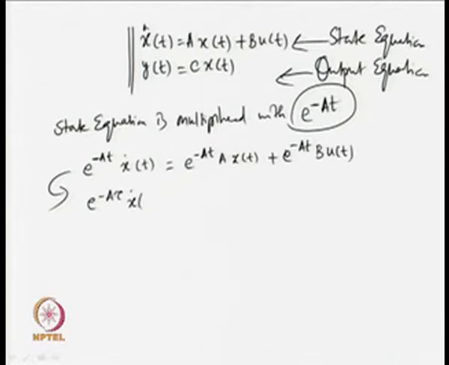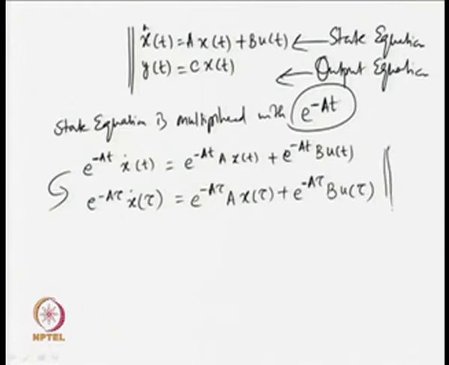Now, I will use some other variable: x dot tau is equal to e to the power minus a tau a x tau plus e to the power minus a tau b u tau. What has been done here? We have changed the variable only. The t has been substituted by tau. There are no changes to the system dynamics or to the state equation as far as both equations are concerned.